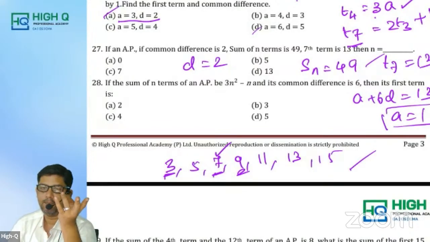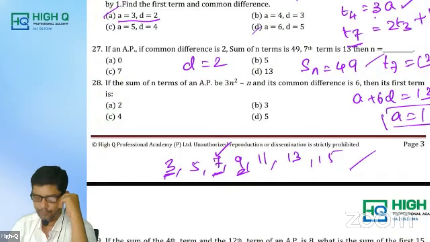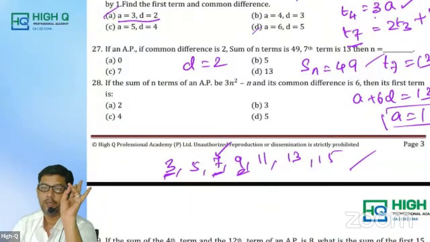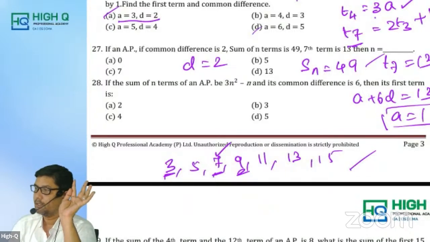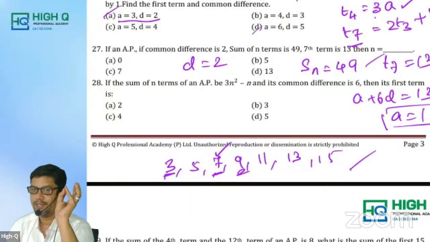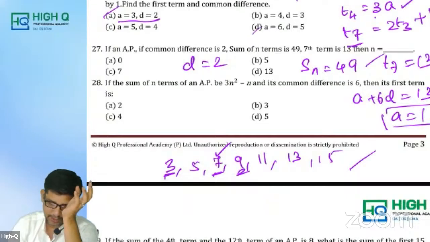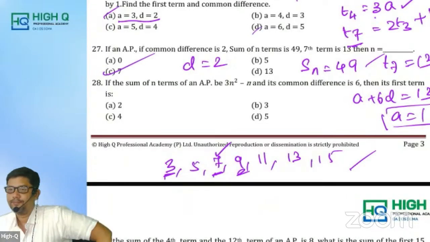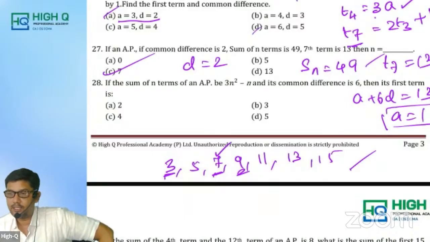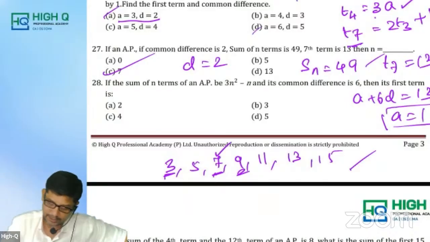1 plus 3 plus 5 plus 7 plus... If you add and check, let's check. Or 7 also you can check. 1 plus 3, 4. 4 plus 5, 9. 9 plus 7, 16. 16 plus 9, 25. 25 plus 11, 36. 36 plus 13, 49. Sorry, C. 13 is the right answer. If you want to check, you can check by using the formula.